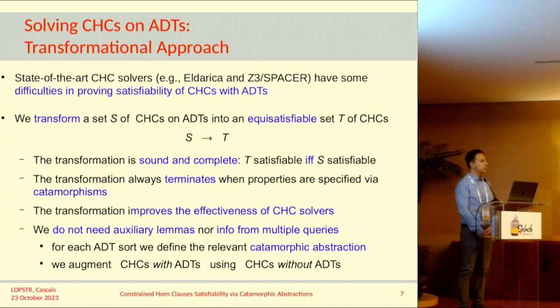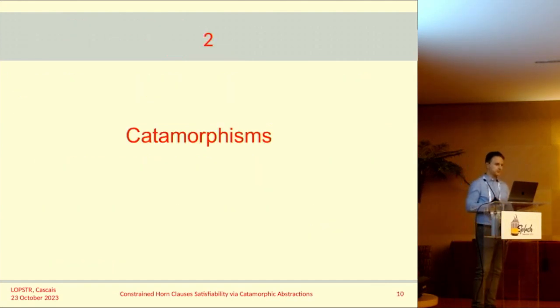And then we also augment the clauses with ADTs using clauses without ADTs. And this is a crucial step that enables standard CHC solvers to be more effective in discovering the relations among variables that are useful for proving the satisfiability of the clauses. The satisfiability or the unsatisfiability, of course.